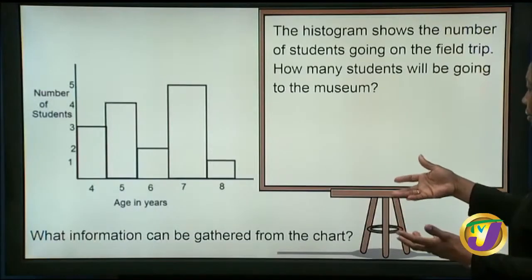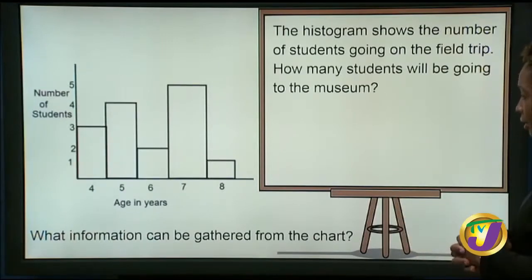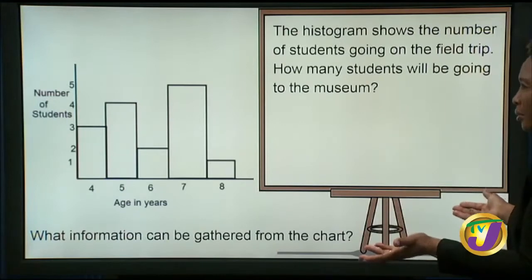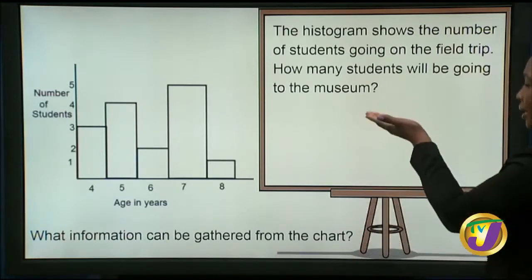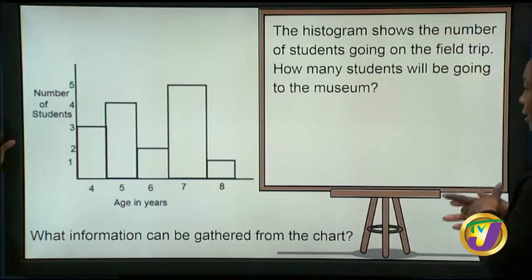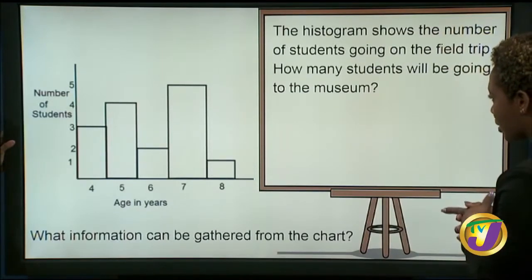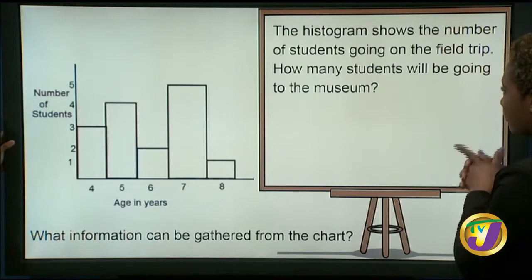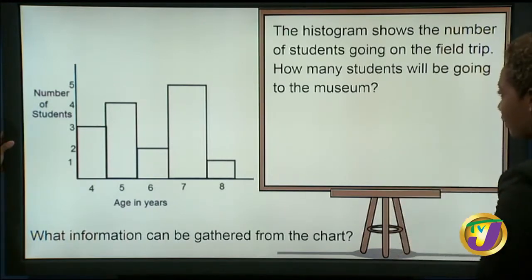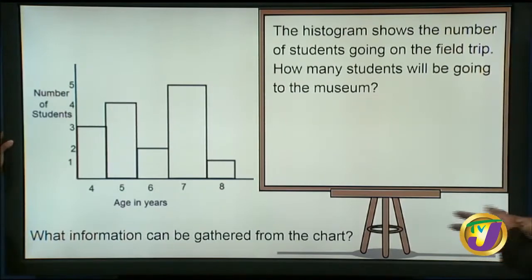So let's calculate now. The first bar would have been age 4, but that's not really important. The age is really not important here. It is really how many students, yes, that's what we're trying to figure out. 3 for the first bar, 4 for the second bar, 2 for the third, and 5 for the fourth bar, which says 7 years old, and the fifth bar would have been 1. So what do we do with all those values? We're going to have to add them up.